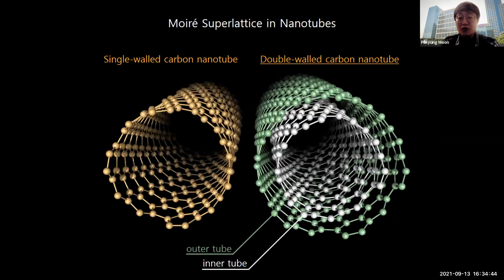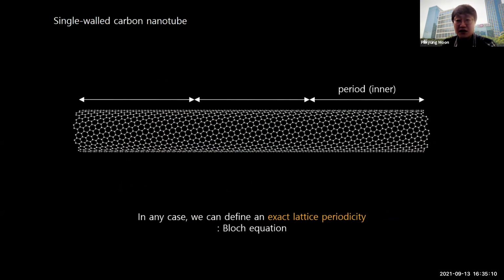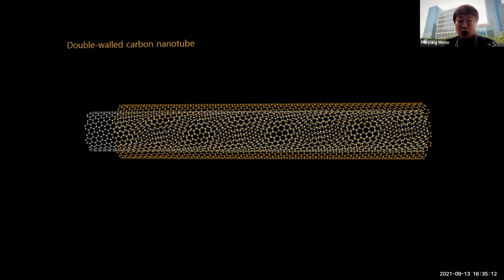Although the difference between single and double is just the number of tubes, this small difference makes the calculation of a double-walled nanotube very challenging. This is because in a single-walled nanotube, we can always define an exact periodicity, so we can solve the Bloch equation and get the electronic structure. The situation becomes totally different in a double-walled nanotube.